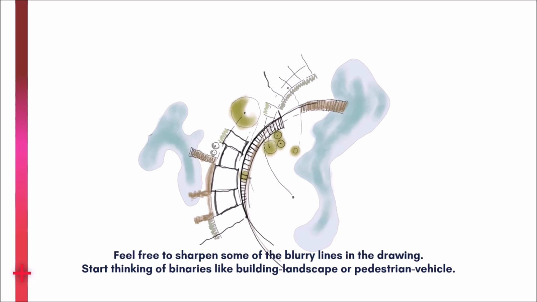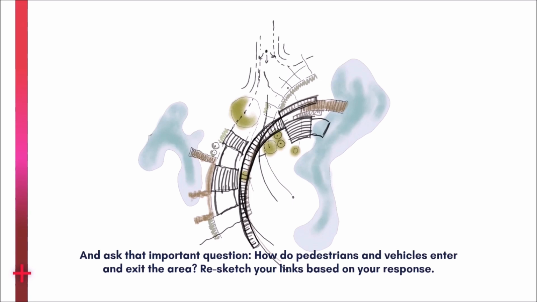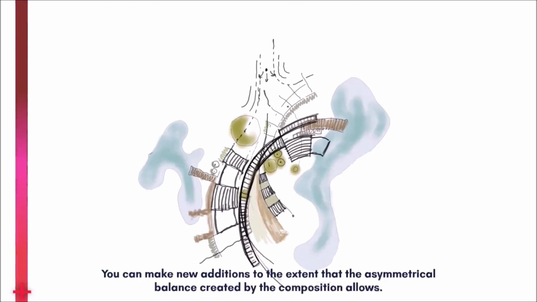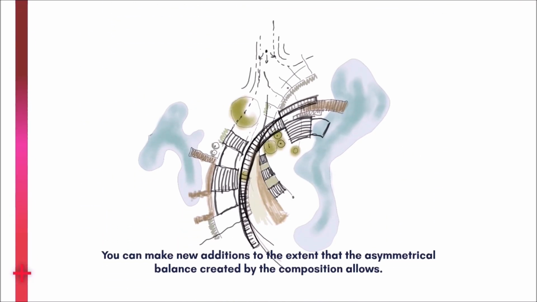Feel free to sharpen some of the blurry lines in the drawing. Start thinking of binaries like building landscape or pedestrian vehicle. And ask that important question, how do pedestrians and vehicles enter and exit the area? Resketch your links based on your response. You can make new additions to the extent that the asymmetrical balance created by the composition allows.